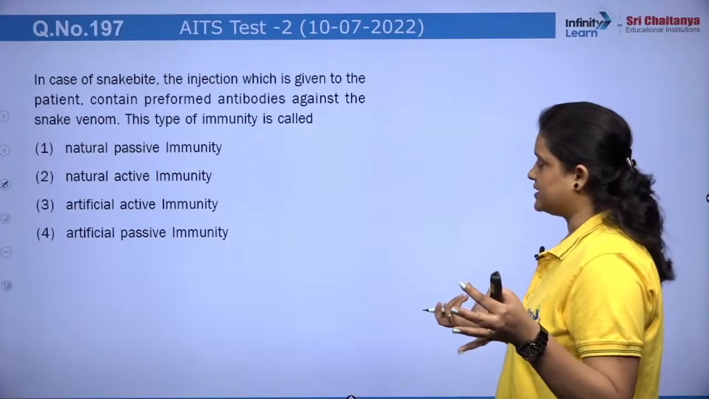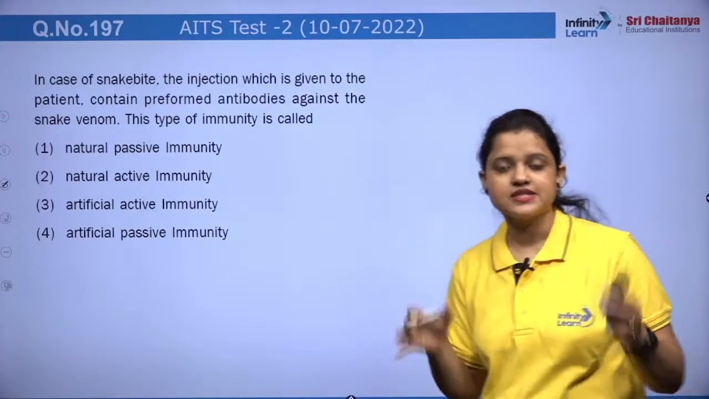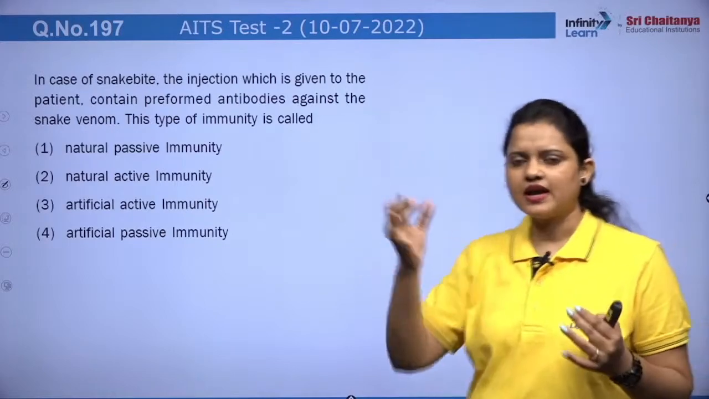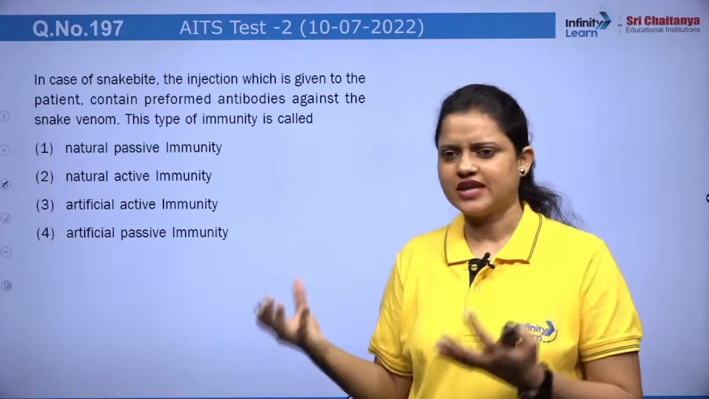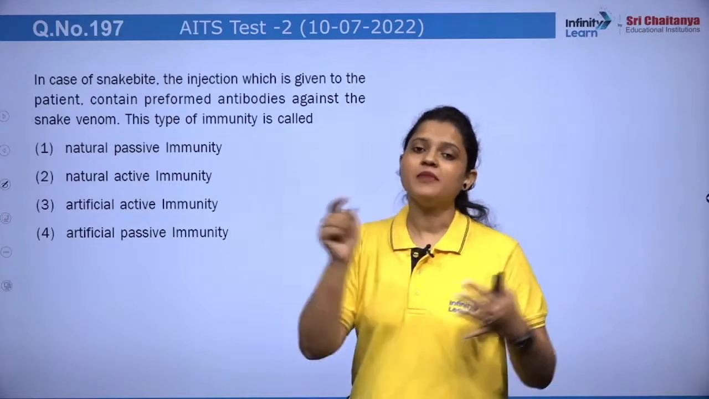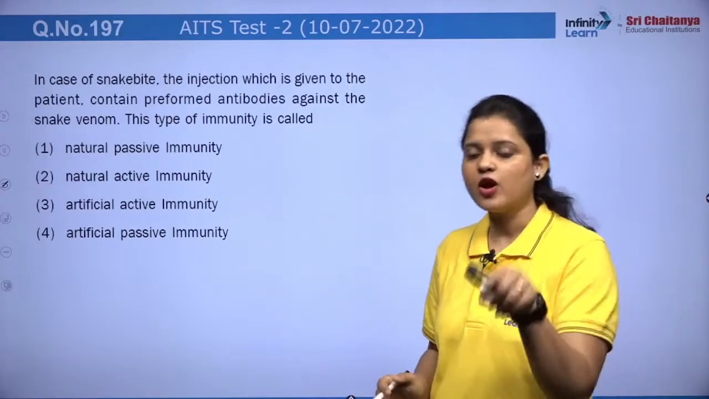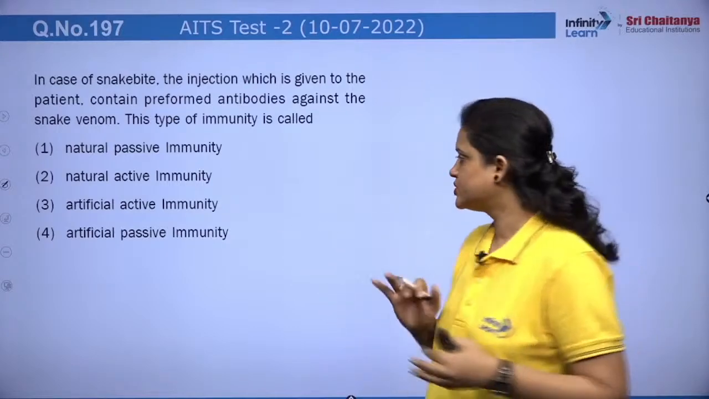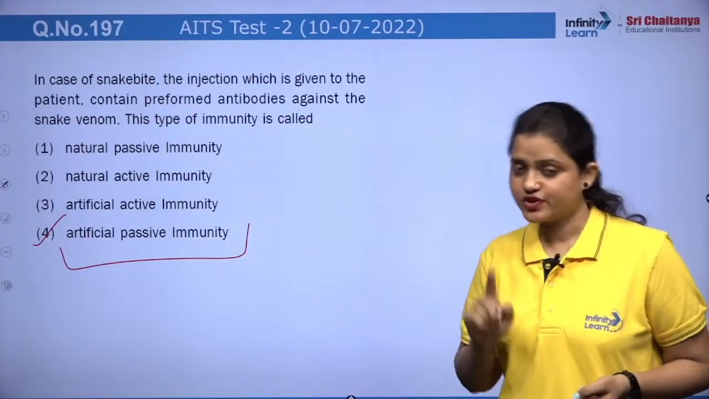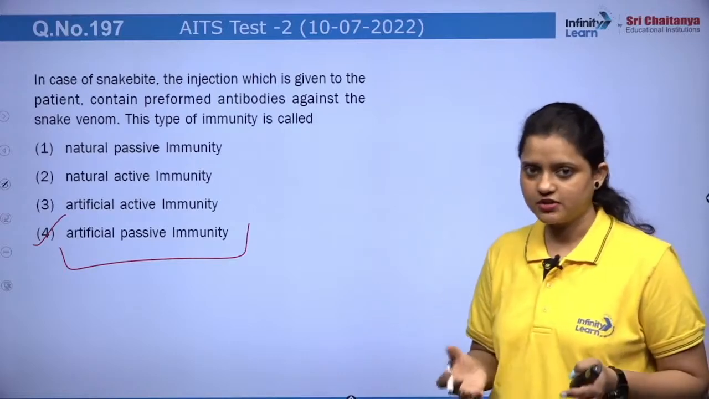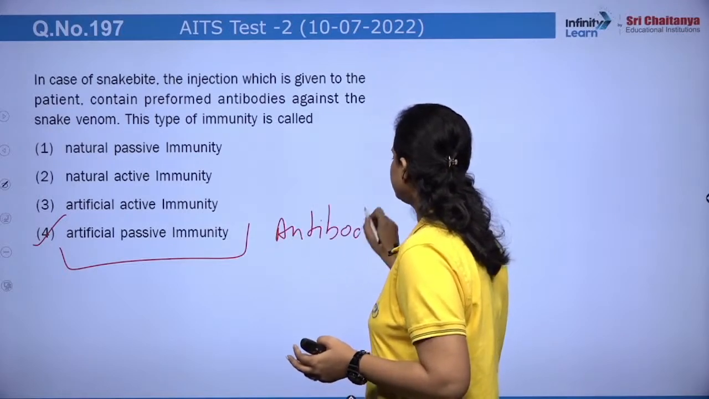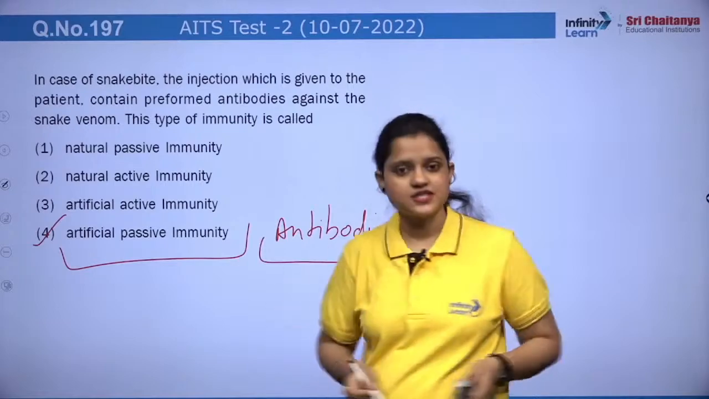In case of snake bite, the injection which is given to the patient, see, during snake bite we cannot wait for the body to produce antibodies by introducing the heat killed or the attenuated pathogen or the toxin inside the body. The person will die. So we need to inject the preformed antibodies into the body, and these preformed antibodies, when they are injected into the body, it is a type of artificial passive immunity. Artificial because we are injecting something from outside, preformed, and since directly antibodies are injected, therefore it is passive immunity. Okay.